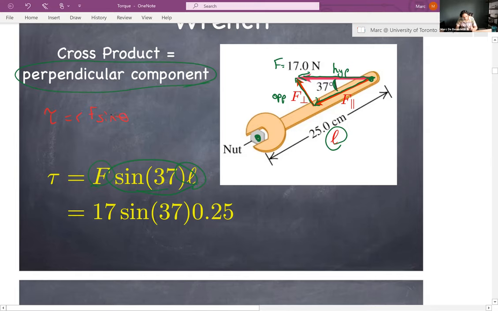So if you increase the lever arm, or increase the length of this wrench, with the exact same amount of force as you would have applied prior, you would increase the torque. So you can actually get more rotation out of the same amount of force if you have a larger lever arm. That's why longer wrenches make it easier to tighten and untighten certain things.